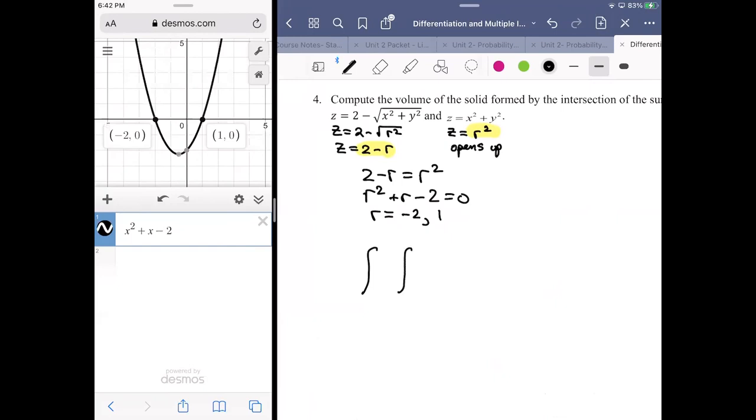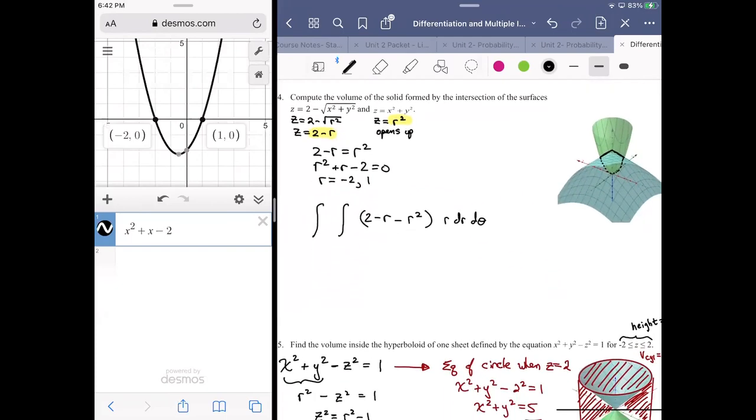So we're going to have a double integral. We'll worry about the bounds in a second. That's going to be related to the difference between 2 minus r and r squared. All right, so we're just doing a quick subtraction. And then that is going to get multiplied by r dr d theta. Now I just need to consider what my bounds are going to be. The first bounds are going to be the r bounds. When we solve for r, we got 2 possible values of r. One of them was -2 and the other was 1.